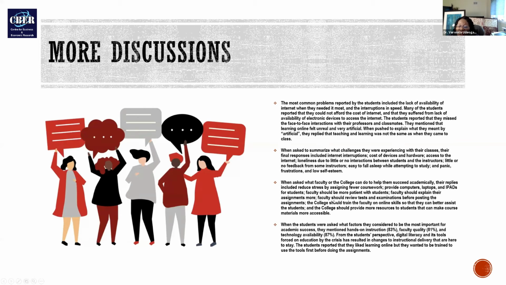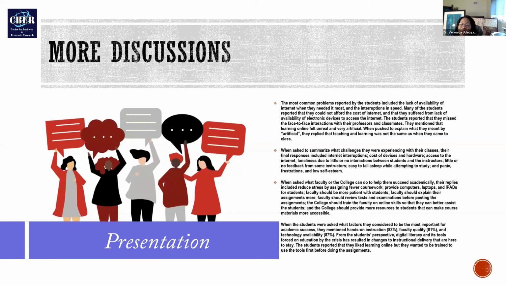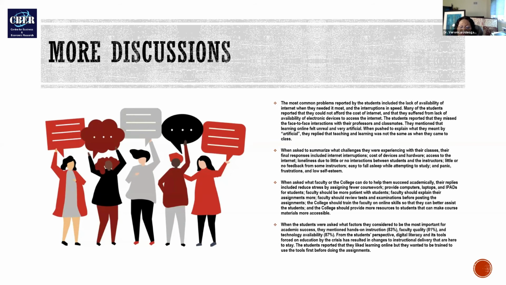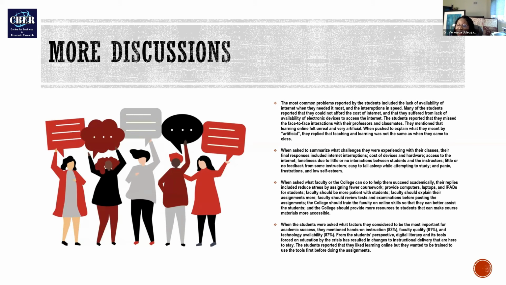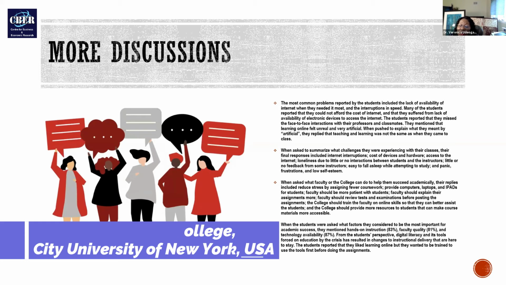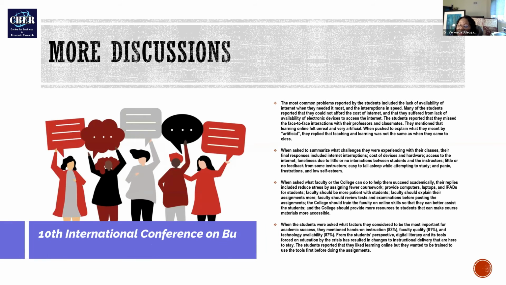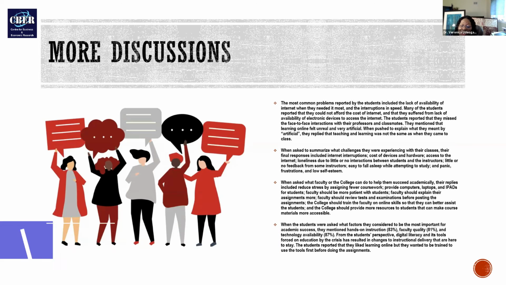When asked what faculty or the college can do to help them succeed academically, their replies included: reduce stress by assigning fewer coursework, provide computers, laptops, and iPads for students. Faculty should be more patient with students. Faculty should explain the assignments more. Faculty should review tests and exams before posting the assignments. The college should train faculty on online skills so that they can better assist the students. And the college should provide more resources to students that can make course materials more accessible.